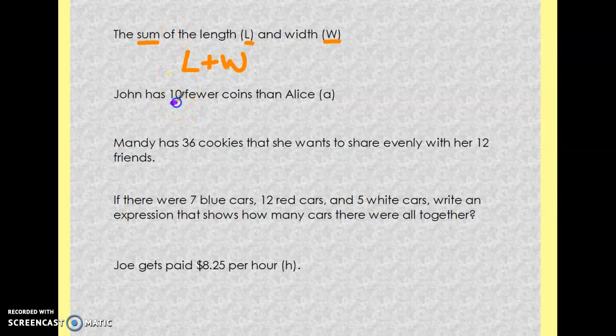Okay, the next one, John has 10 fewer than Alice. John has 10 fewer coins than Alice. Now again, fewer than, it's not going to be on your chart, but fewer means smaller, or you're taking things away from it. So we would be subtracting. And because of this word than, we're comparing. 10 fewer coins than who? Than Alice. So we would start with Alice. And again, this would be a yellow one on your chart. A minus 10. I'm going to start with Alice, and we know John has 10 fewer.